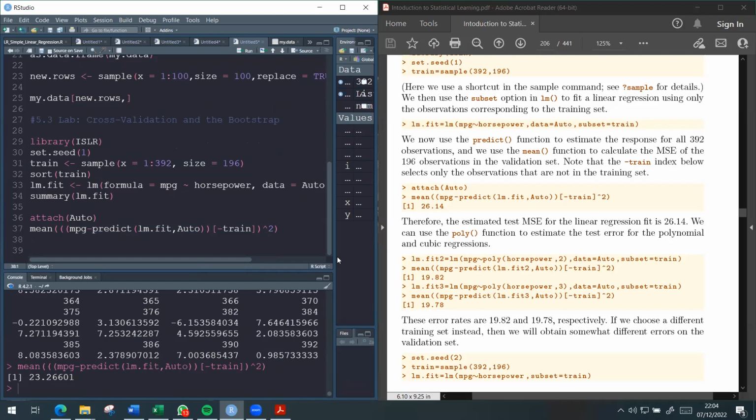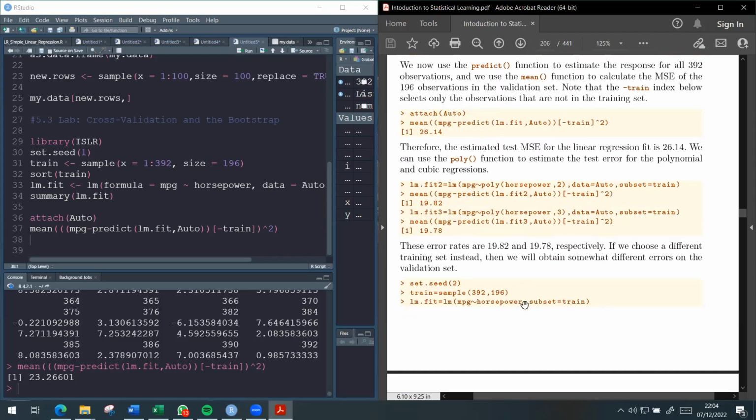We can use the poly function to estimate the test error for the polynomial and cubic regressions. So it's 2 further linear models, but this time instead of on horsepower, on a quadratic function of horsepower and on a cubic function. In fact, the test mean square error drops to 19.82, and then it drops to 19.78. These error rates are 19.82 and 19.78 respectively.